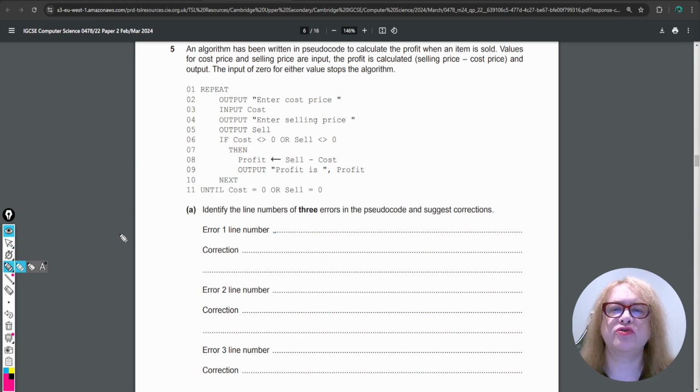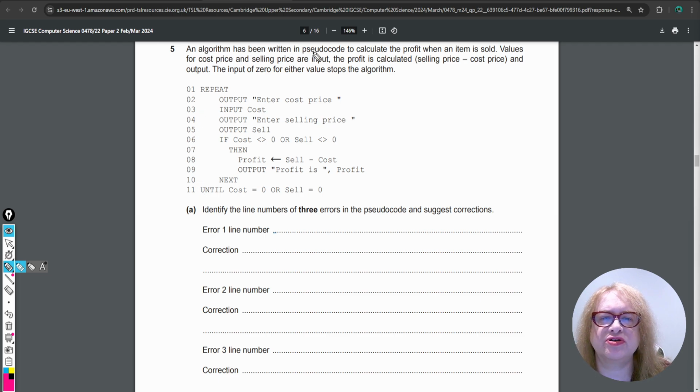Today we're going to go through what we call a correcting the pseudocode question. This is question 5 from paper 2 of February or March 2024. So let's have a quick read of the question.